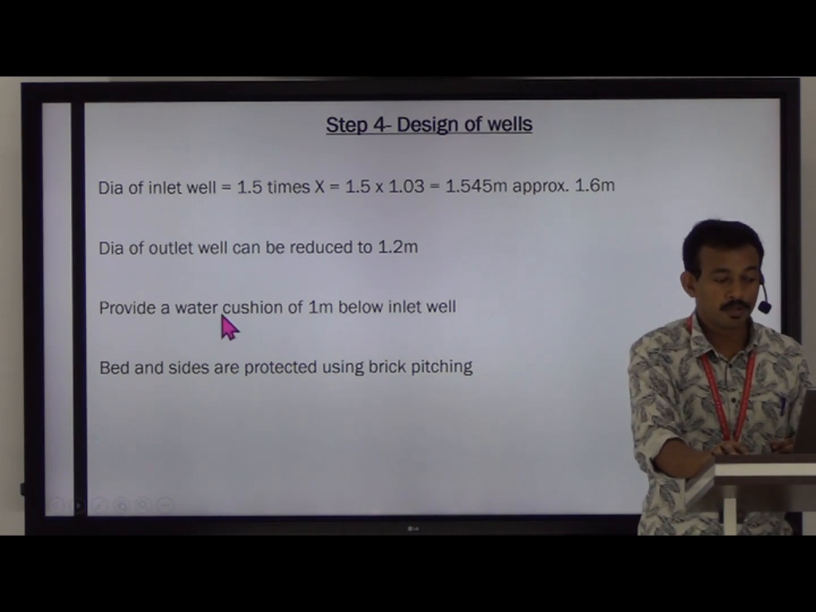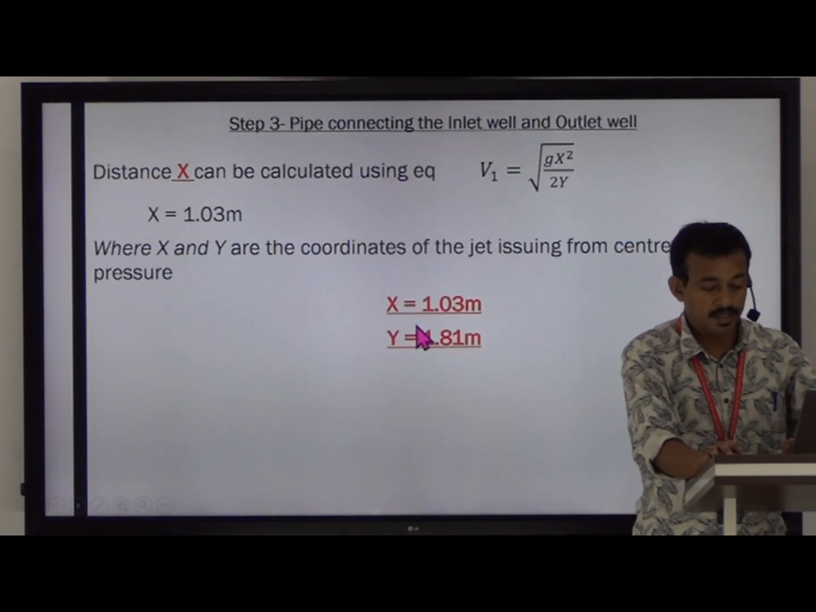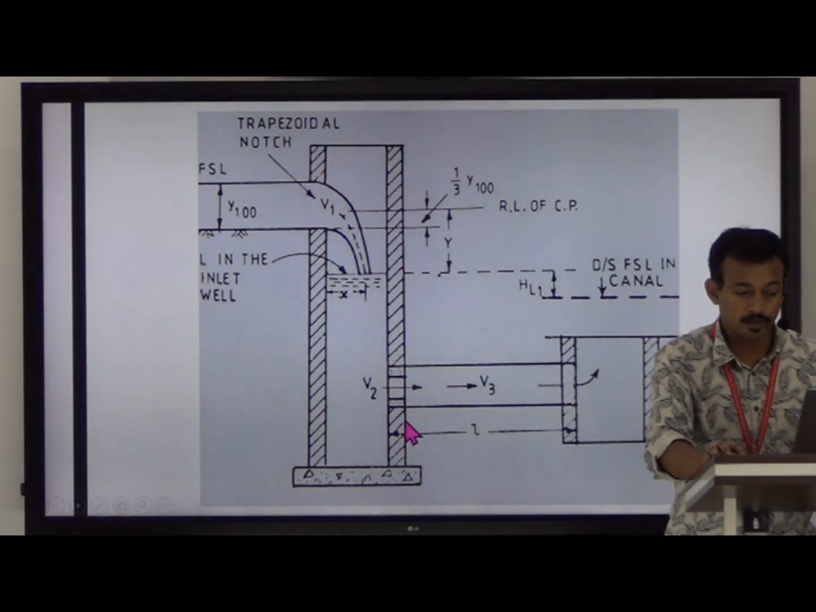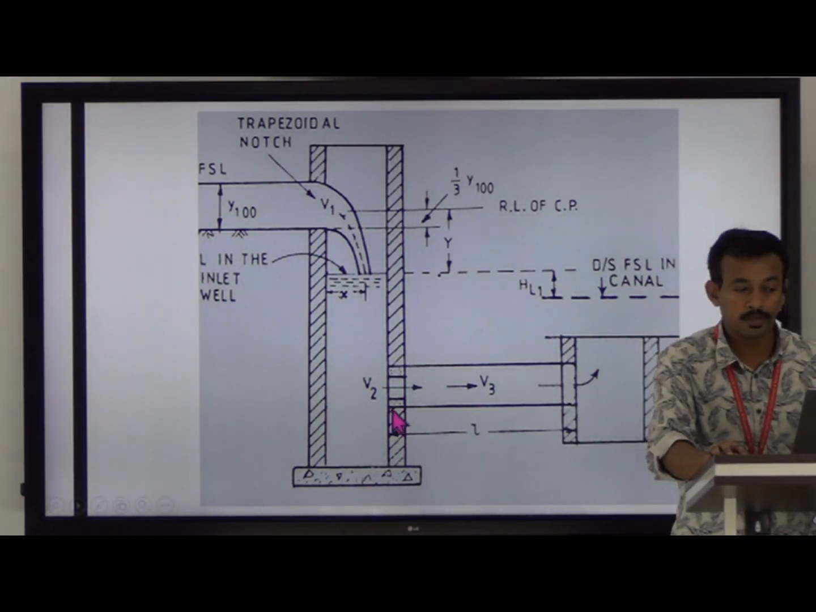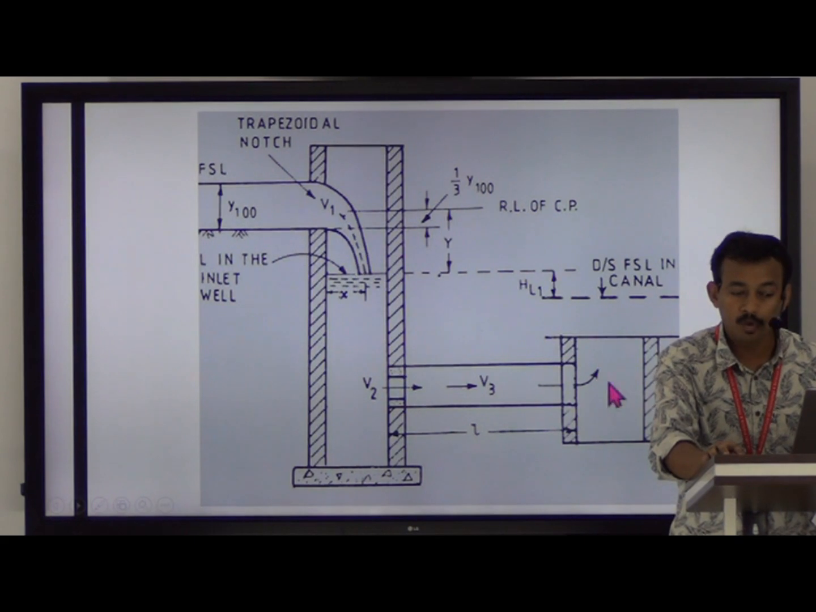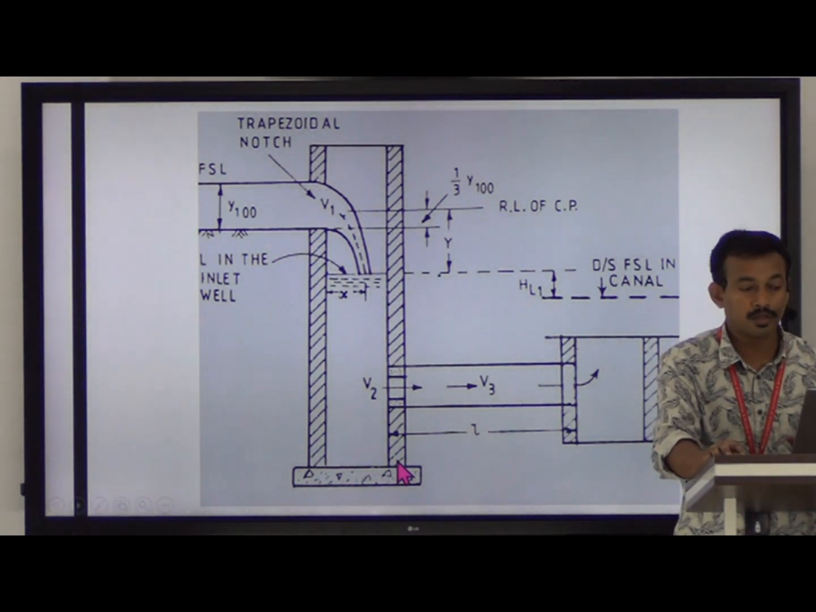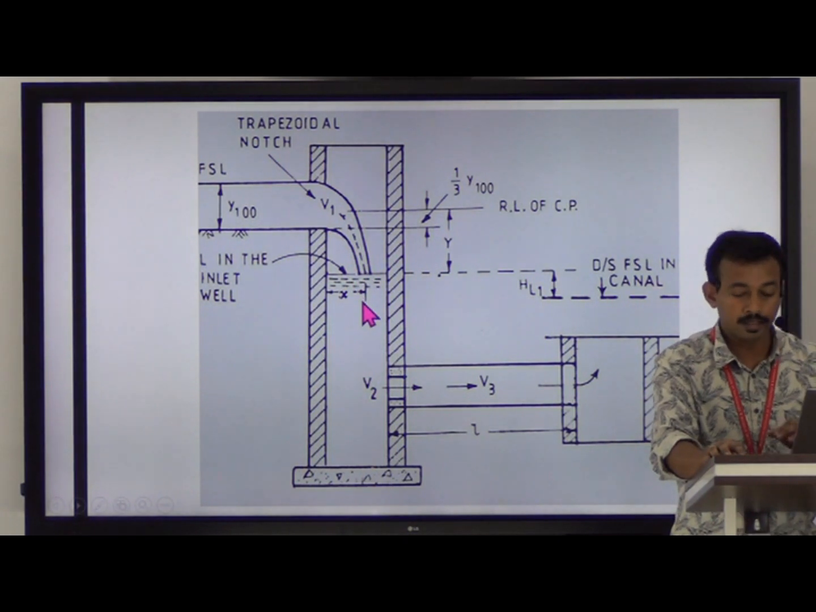Now provide a water cushion of 1 meter below the inlet well. Water cushion means, from this figure you can infer that the pipe connecting the inlet well and outer well is not placed at the bottom of the inlet well. There is a particular height difference between the bottom of the inlet well and the pipe connection. This particular height difference is called the water cushion. That is actually for dissipating the energy of water falling into the inlet well.